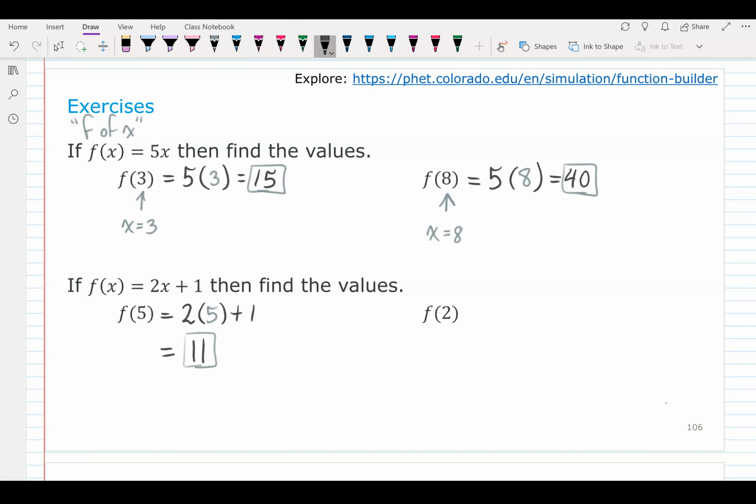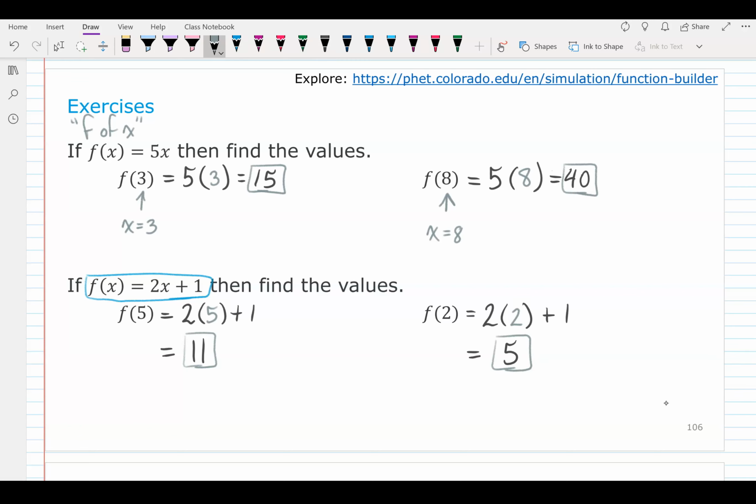In the case of 2, remember our original function is 2x plus 1. Our rule is multiply the number by 2 and add 1. So I take our number and multiply it by 2 and add 1. In this case, it's 4 plus 1, or 5.